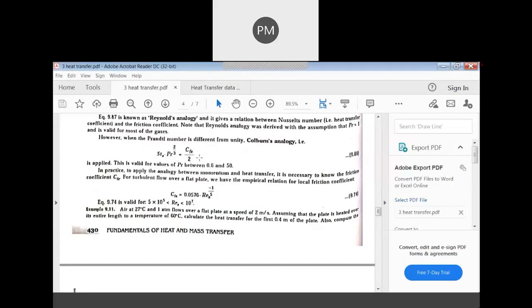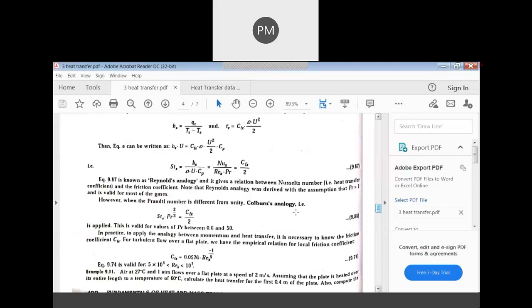In today's class, we will learn how to solve problems if they ask you to use Reynolds analogy or Colburn's analogy. Then we have to use those formulas to get the value of the heat transfer coefficient or Nusselt number.